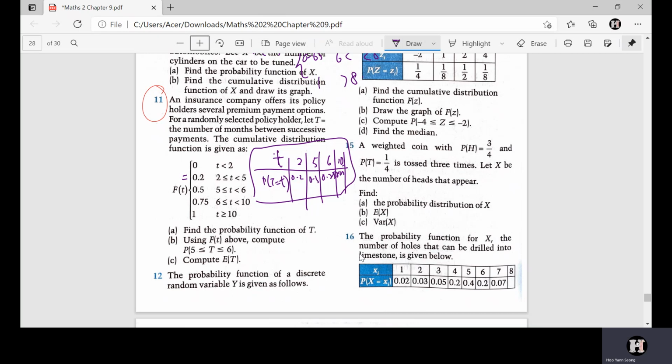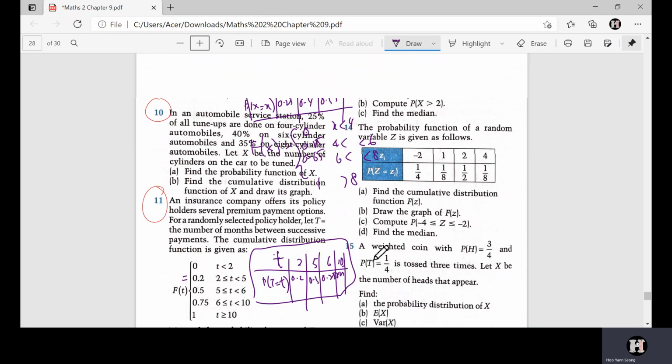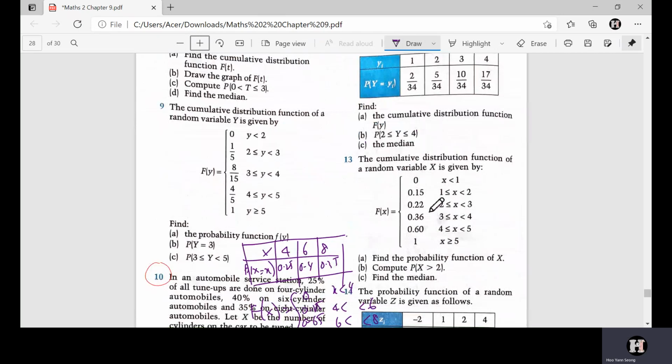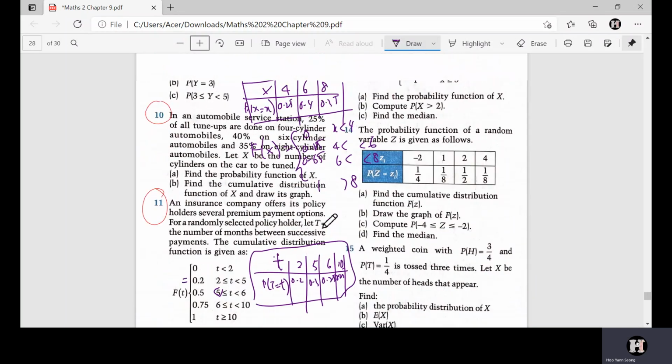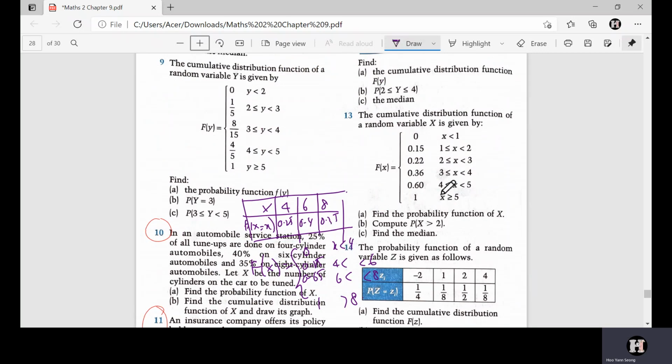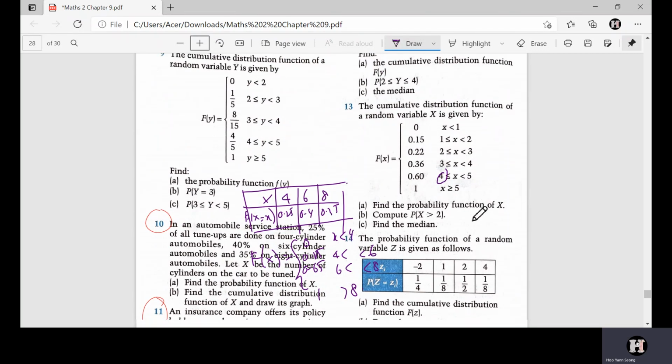Then this one is actually a similar question. For the median, if you see over here, 0.5, so the median is at that point. This one 0.5 is at 4, so your median is 4.